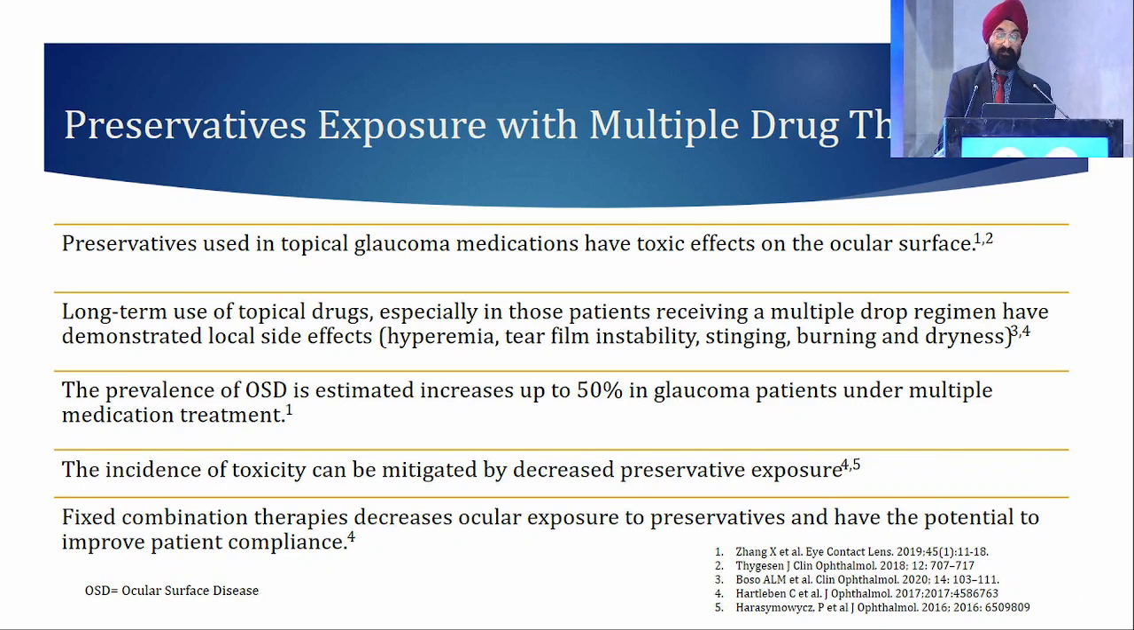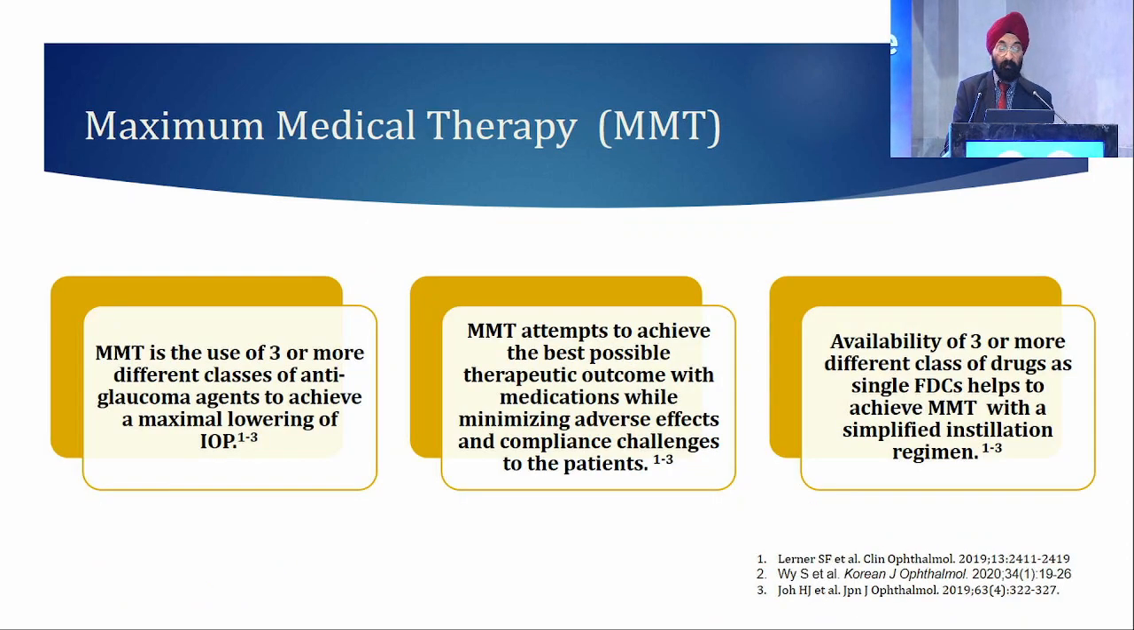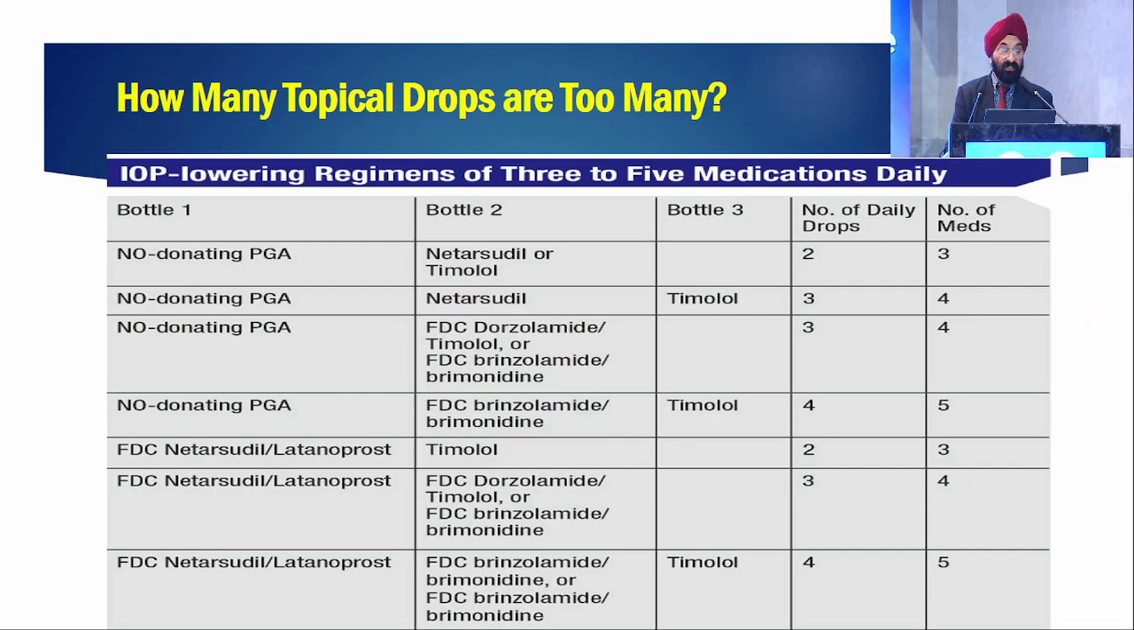And preservatives used in topical glaucoma medication definitely have a toxic effect on the ocular surface, so much so that the prevalence of OSD is estimated to increase up to 50% in glaucoma patients under multiple medication treatment. And what is maximum medical therapy? It is the use of 3 or more different classes of anti-glaucoma agents to achieve maximum lowering of intraocular pressure. But now it is possible to give just 1 or 2 drops with 3 or 4 classes of drugs, and that is with the help of just fixed drug combination.